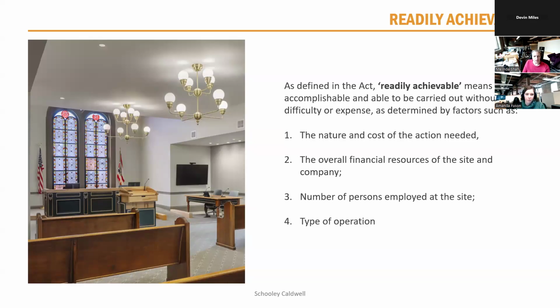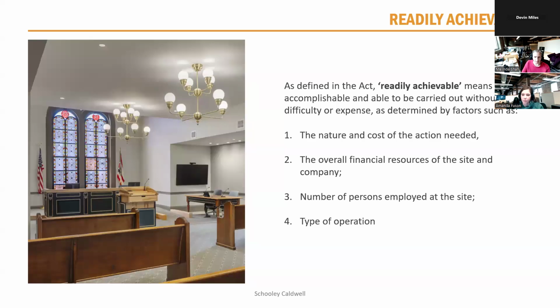So readily achievable means what can you easily accomplish, what can be carried out without much difficulty or expense. And this comes down to how much you are doing to the building. If you're spending $20 million to update the building, then you better be making some accommodations. If you only have $5,000 to spend on updates, it's going to be a different standard. But the factors that come into that are the nature and cost of the action needed.